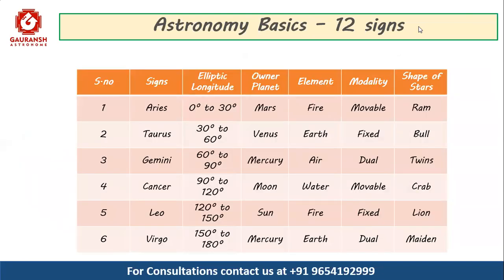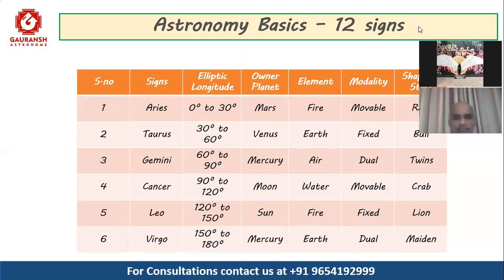So the Aries starts from, is everybody able to see? Yes, sir. Okay. So Aries starts from 0 degrees to 30 degrees. The owner of Aries is Mars, and Aries is movable in nature. So this modality portion is what we require the most.